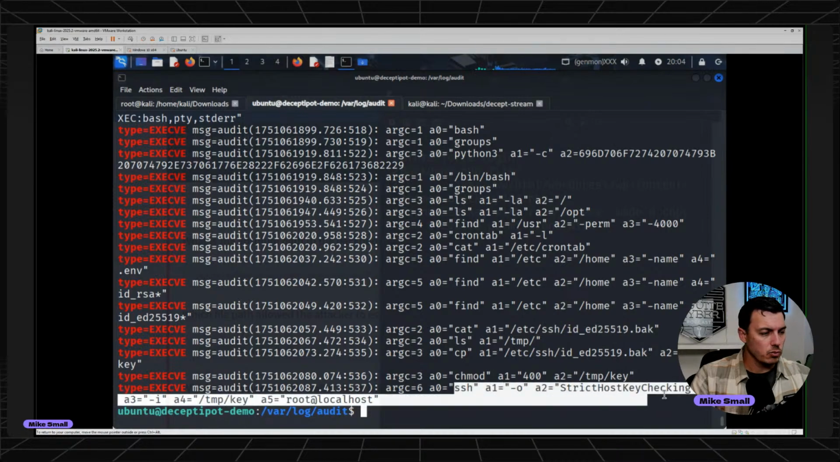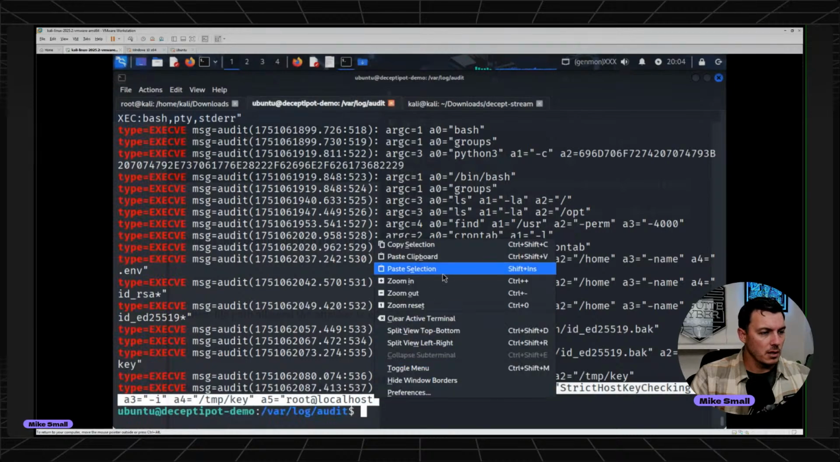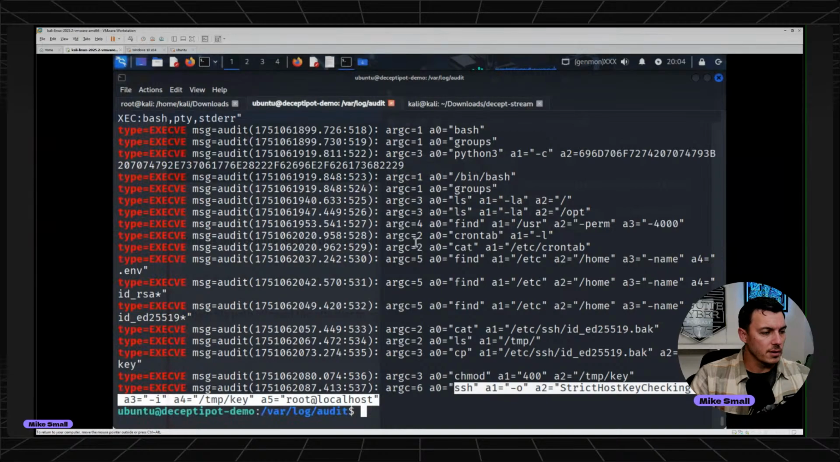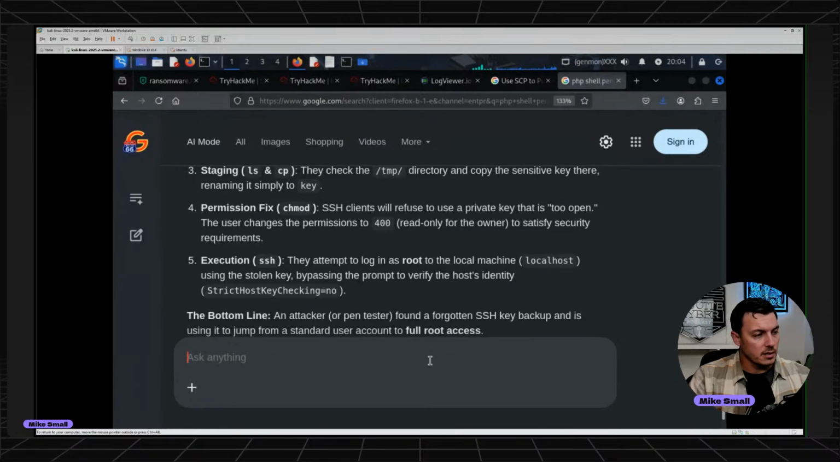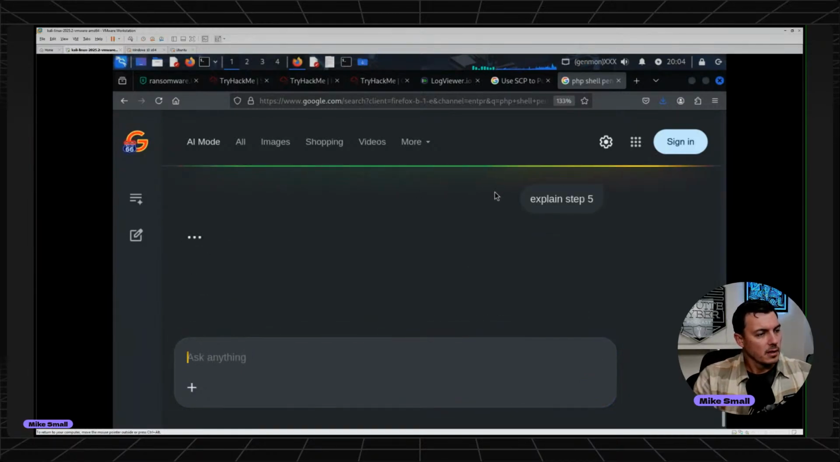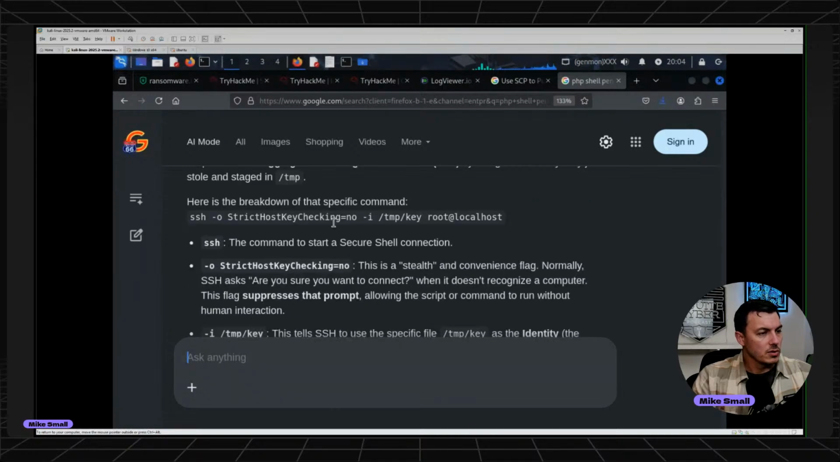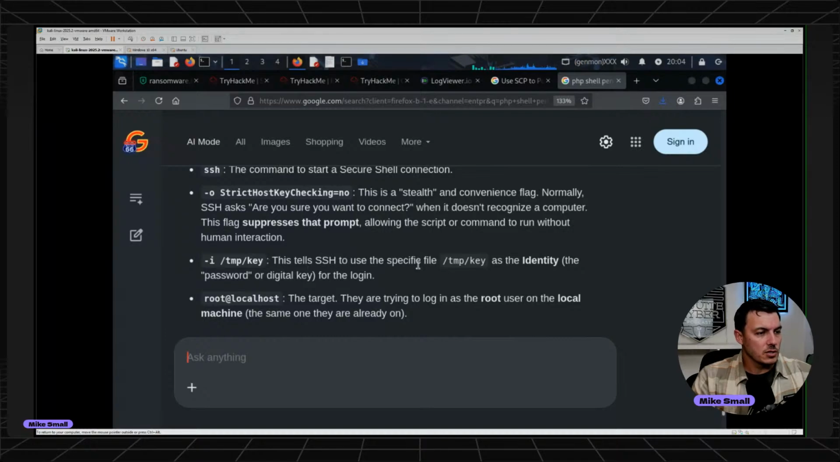SSH. And this is probably what they would consider an LOL, living off the land bin. And we can ask it and see. Explain step 5. So this is what the command looks like. So this says, this is a stealth convenience flag. Normally SSH asks, do you want to connect? So that's what that does. Then it tells SSH to use the temporary key. And that's it. That's really all this does.